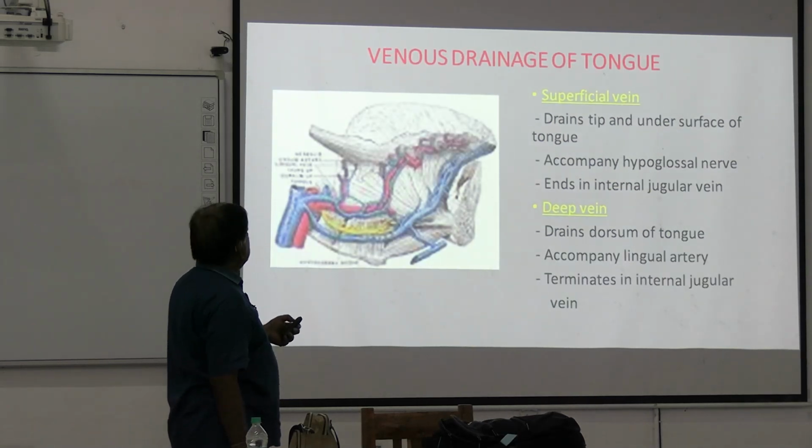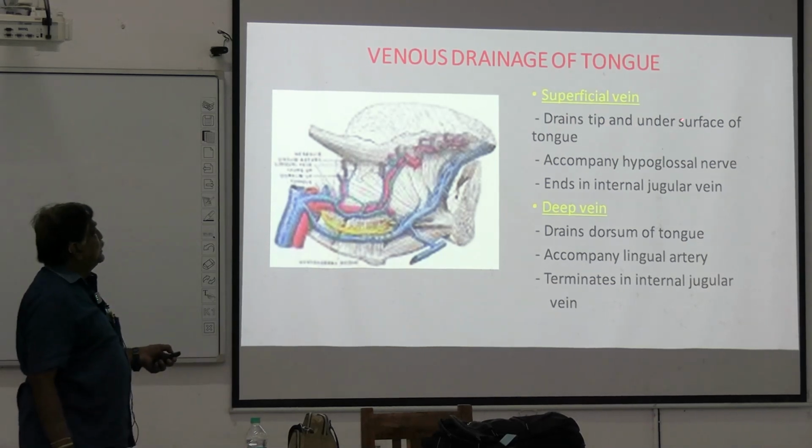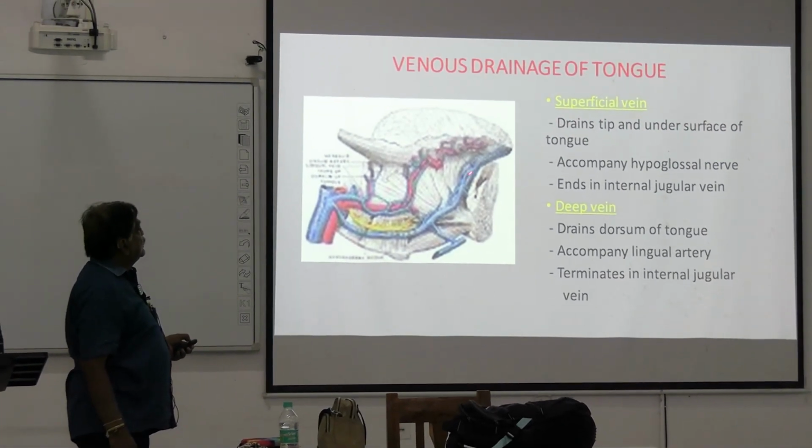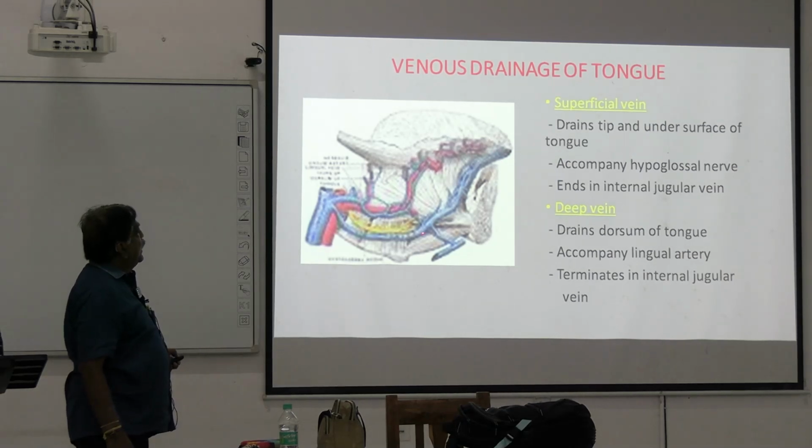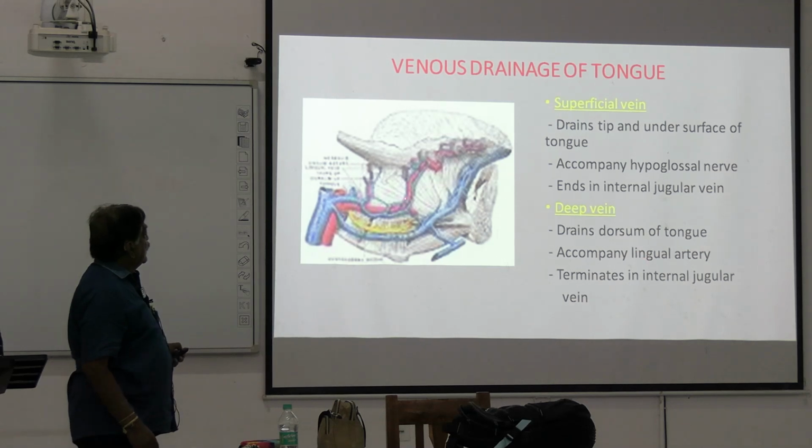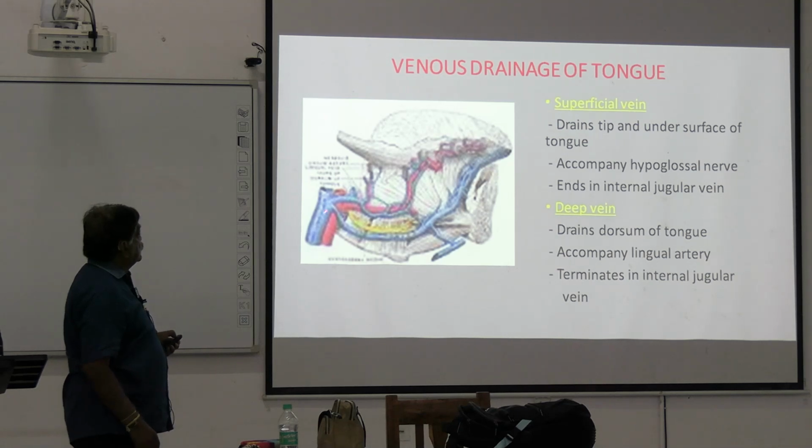Now venous drainage of tongue. Superficial vein drains the tip and the under surface of the tongue and ends in the internal jugular vein. Deep vein drains the dorsal of the tongue, accompanying the lingual artery, this is the lingual artery here, and terminates in the internal jugular vein. This is the internal jugular vein. See, this is the under surface going to the jugular vein. This is accompanying the lingual artery and going into the jugular vein.